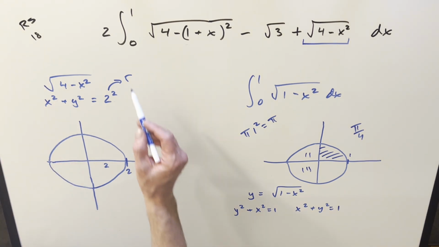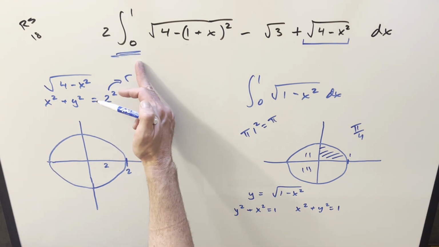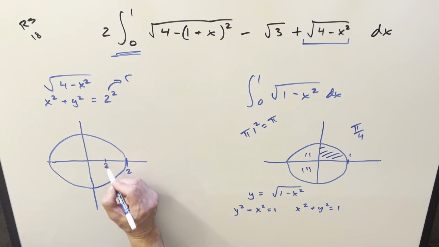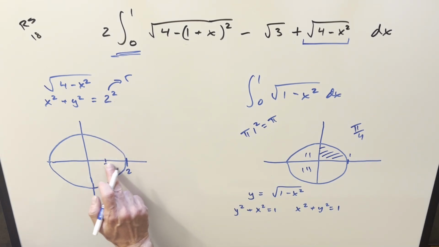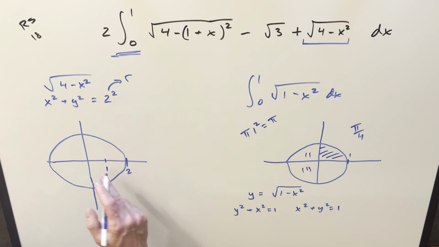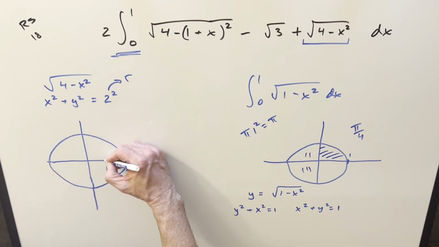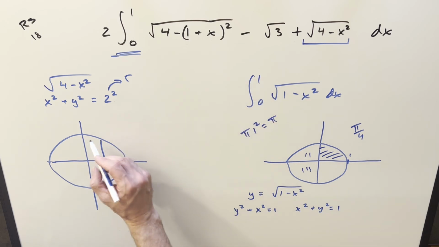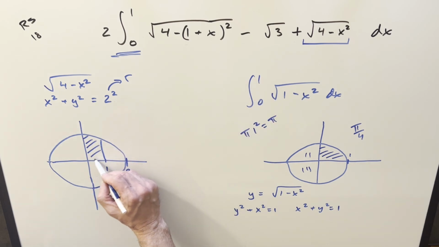Now one catch on it though, if we look at our bounds on the integral, they're going from 0 to 1. So we're not looking for the whole first quadrant. I should get rid of this. If this point right here is 1, and we want the area from 0 to 1, then on just this integral here, we're looking for this region right here.